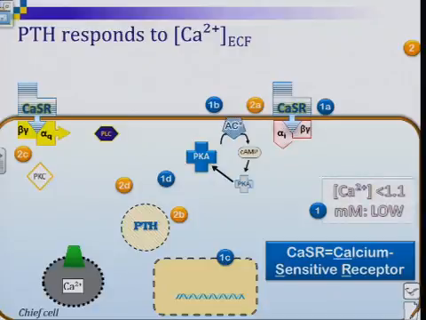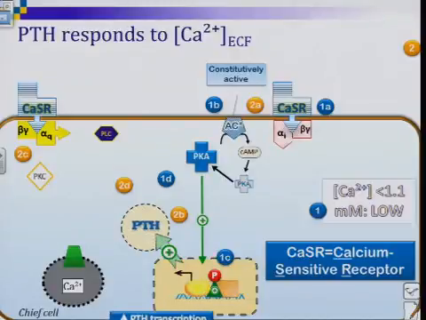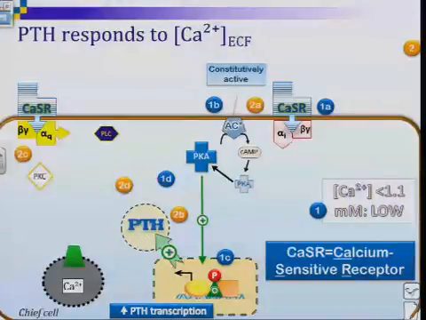Now, when the calcium concentrations in the extracellular fluid are low, just 1.1 millimolar or a little below, these receptors are unoccupied. Under these conditions, there is a constitutively active adenyl cyclase. That means it's on all the time, unless it's interfered with somehow, making cyclic AMP, so that under these conditions there is an active protein kinase A. And that active protein kinase A is responsible for a transcriptional program that increases parathyroid hormone transcription and stimulates the release of parathyroid hormone.